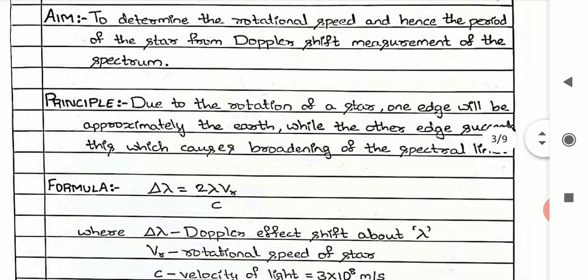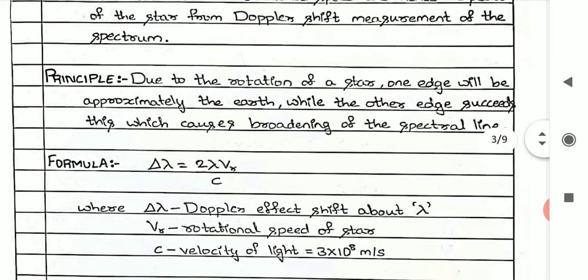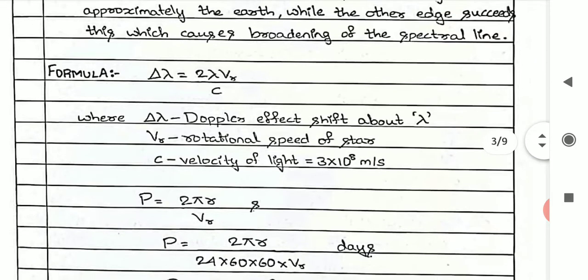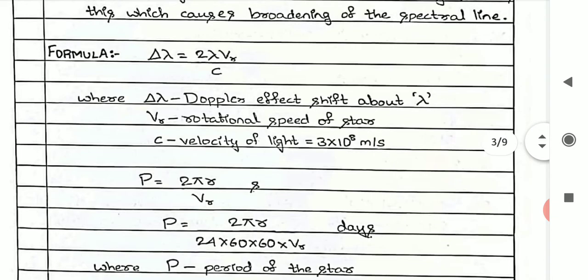Formula used here, that is delta lambda is equal to 2 lambda into V suffix r divided by c, where delta lambda is the Doppler effect shift about lambda, V r is the rotational speed of the star, c is the velocity of light. We know that the value is 3 into 10 to the power of 8 meter per second.